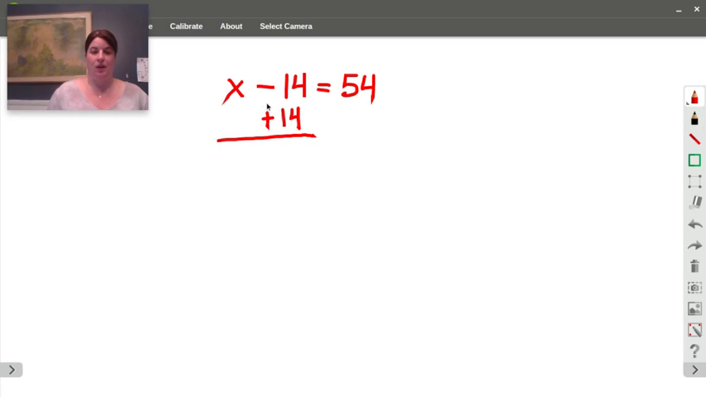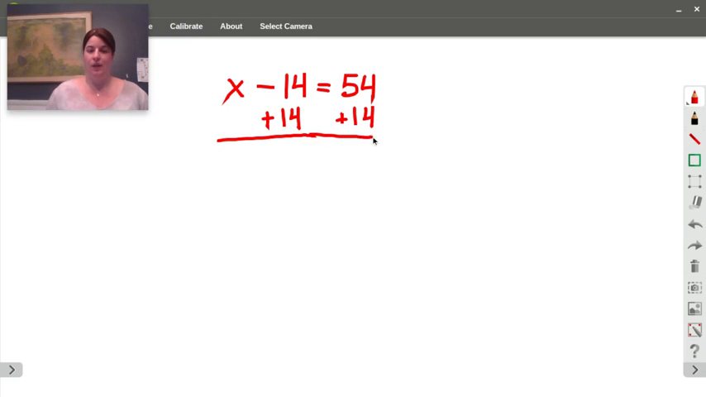So now our problem is x minus 14 plus 14. Okay, but what we've done over here has messed up our balance. Again, that perfect balance between what's on the left of the equal sign and what's on the right of the equal sign. So in order to bring that balance back, we got to add 14 over on this side.